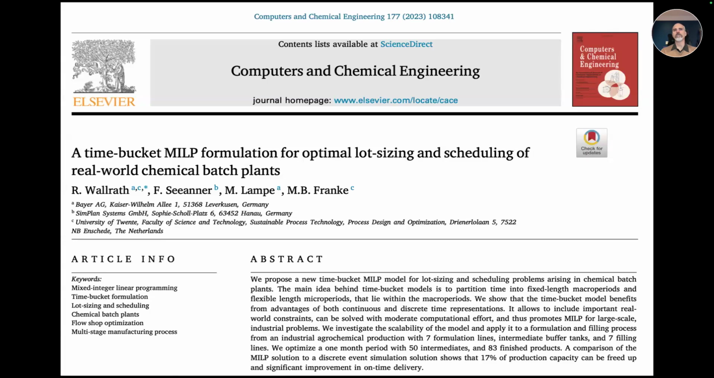Now, I was struck by this because I've done some scheduling in the past, and these guys were doing lot sizing and scheduling in a batch plant. But what is really interesting here is that this is a 1 month period where they were fully optimizing the schedule. When I last looked at this kind of work, we were talking more about days and weeks. Now we're on months. So yeah, it's time to think about how big of a problem you can solve all at once.